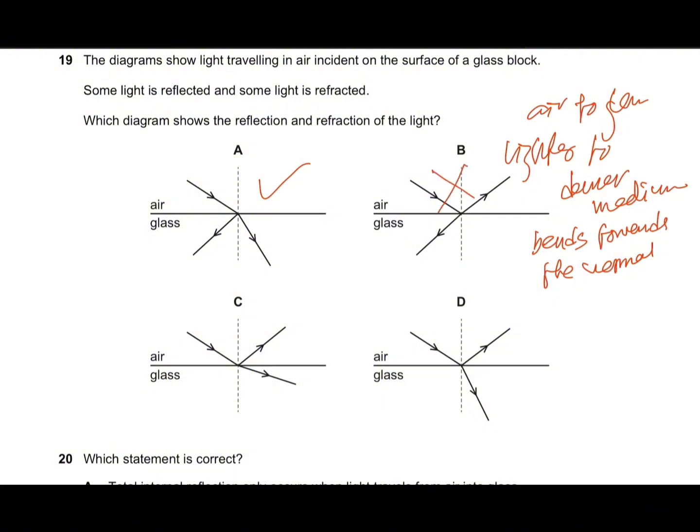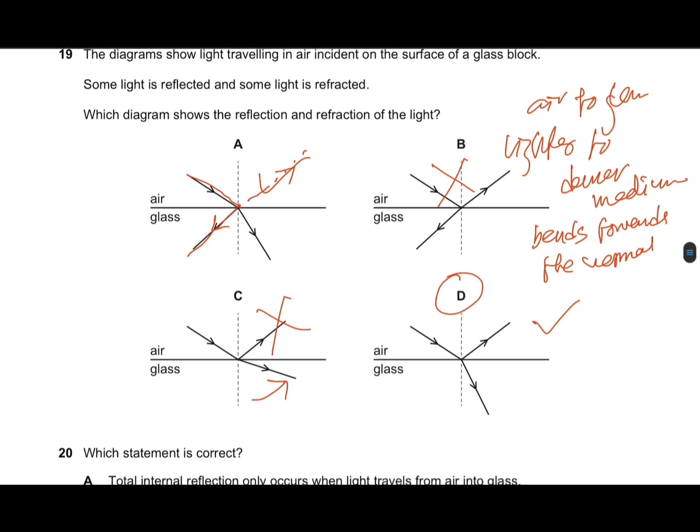This is incorrect. This is moving away, so it's also incorrect. This is also a possible answer. Now let's look at A once again. In A, we can see that it's reflecting somewhere here, which is not possible. If it has to reflect, then it should reflect over here, and as a result, D is our correct answer.